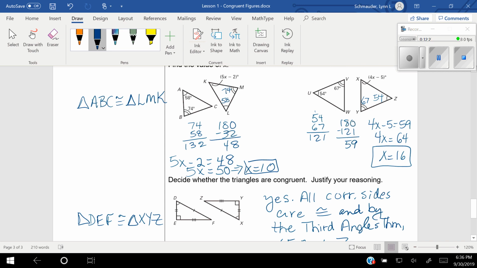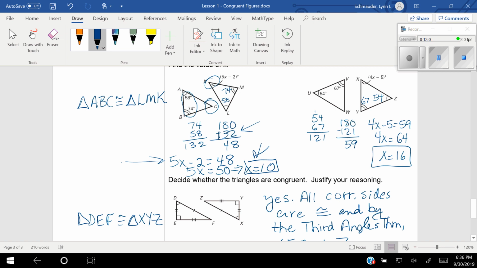But what I do know is that angle K is congruent to angle C by the third angles theorem. So I just set up an equation there. 5x minus 2 equals 48. And how did I know it's 48? Because I added 58 and 74, subtracted from 180, that was 132. Sorry about that. 132. And that's where the 48 came from. All right, and so when I solve this equation, I get x equals 10.